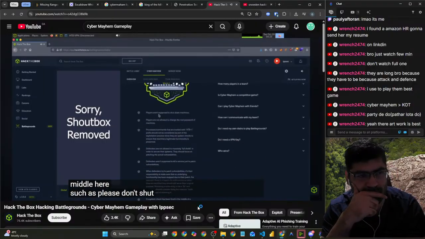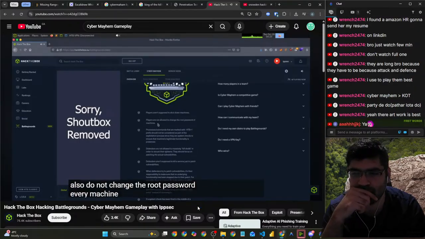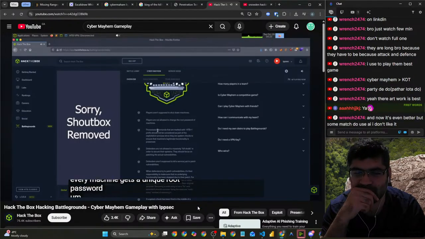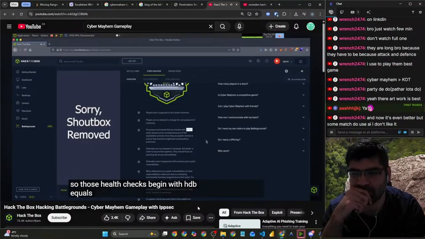There's also some rules down the middle here, such as please don't shut down machines. Also, do not change the root password. Every machine gets a unique root password. There are health checks to make sure people are playing fairly. So those health checks begin with HTB equals 1 in the process. Please do not kill those processes.